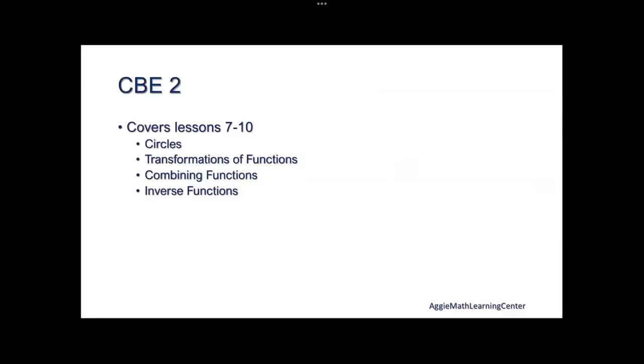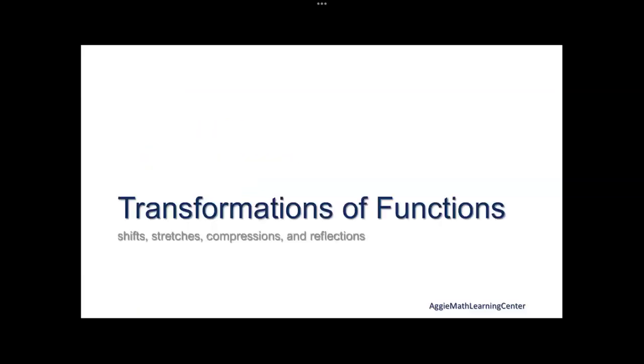Okay, so here's what we're going to go over. CBE 2 covers lessons 7 through 10. We talk about circles, transformations of functions, combining functions, and inverse functions. For transformations of functions, we talk about shifts, stretches, compressions, and reflections.